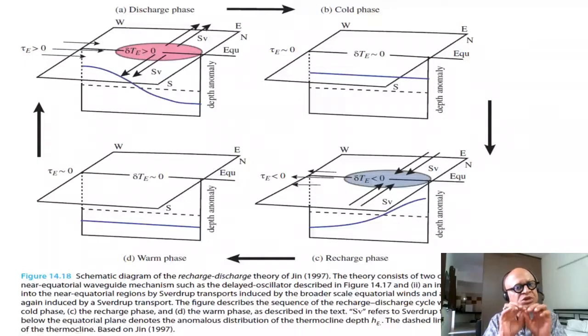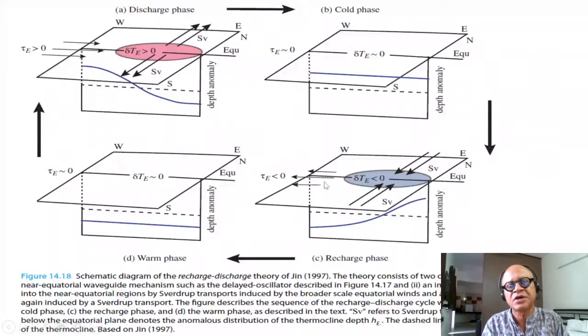Remember, this equation has the delayed oscillator built into it as well. It doesn't eliminate the waves. Okay, so you have the processes happening which begin to lift the thermocline in the east. You get the Sverdrup transport now beginning to recharge the deep tropical ocean. The eastern Pacific temperature anomaly gets negative.